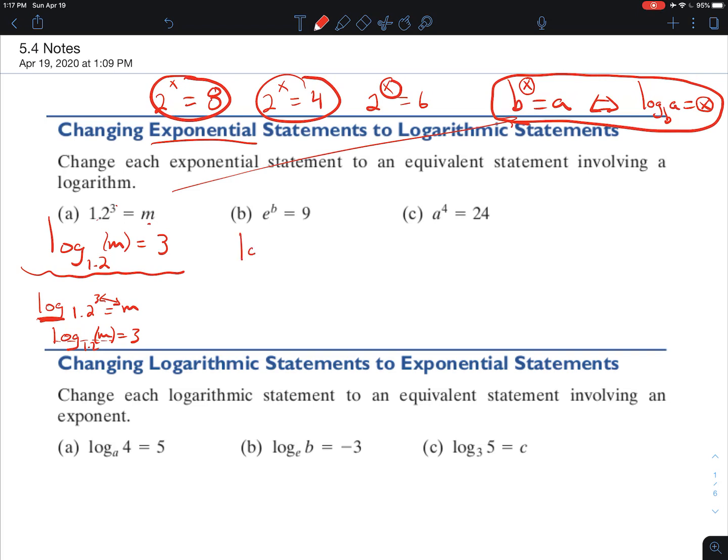So with that same reasoning, I'm going to write the word log. It's going to be base e, and I'm going to switch the 9 with the b. Another way to write this would be natural log of b. And again, this is the argument of the log. This notation ln is log base e. Log base e is equivalent to natural log. And then log base a of 24 equals 4.